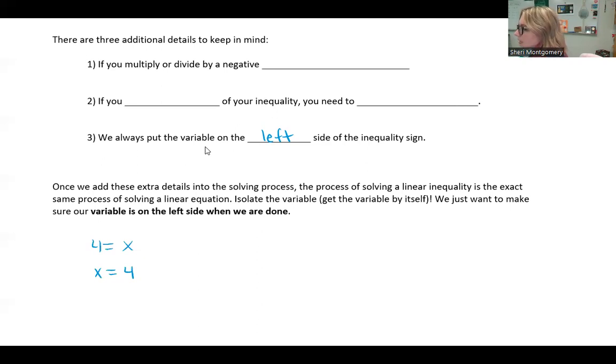So that means the same thing. When we do inequalities, it's a little different, because let's say that you end up with 4 is less than x, because sometimes you end up with the variable on the right. But that's okay. We can fix it. To fix it, we have to take the whole inequality and flip it around. We flip the sign to face the opposite direction, and then we flip the two things on the ends, so the variable is on the left.